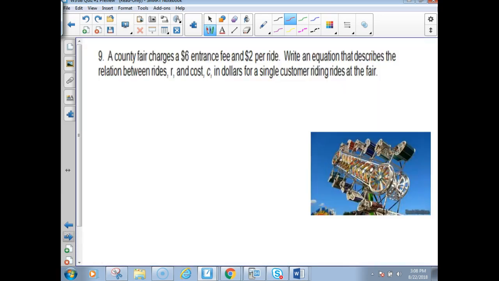All right, number 9. A county fair charges $6 entrance fee and $2 per ride. Write an equation that describes the relation between rides, R, and cost C in dollars for a single customer. If it's per ride, you got a rate there. So you let R equal number of rides. It already said number of rides R and cost C in dollars, so C is going to equal, you got to pay $6 to get in, plus you have to pay $2 per ride, so 2R. And that could be reversed as well, 2R plus 6.